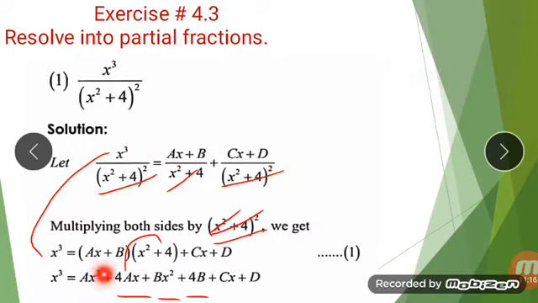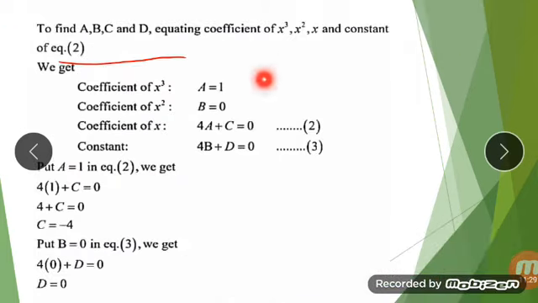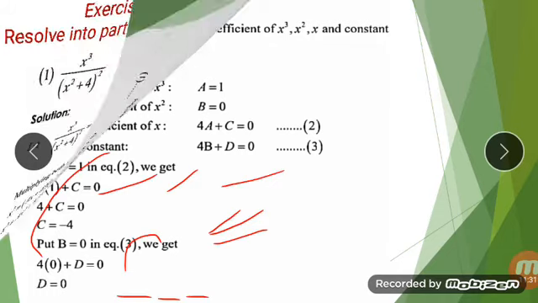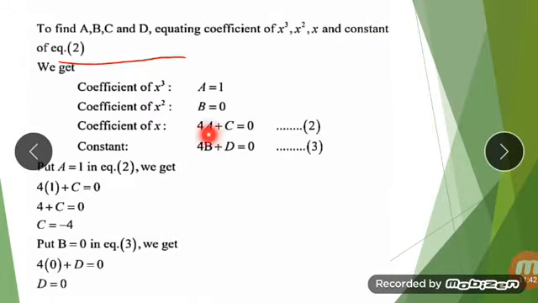With x cube we have 1, and on this side we have a, and on the other side of the equation the coefficient of x cube is 1. So the first equation is a is equal to 1. Now let's see what the coefficient of x square will be. The coefficient of x square is b, and on the other side we don't have any x square, so it will be 0. So b will be equal to 0.